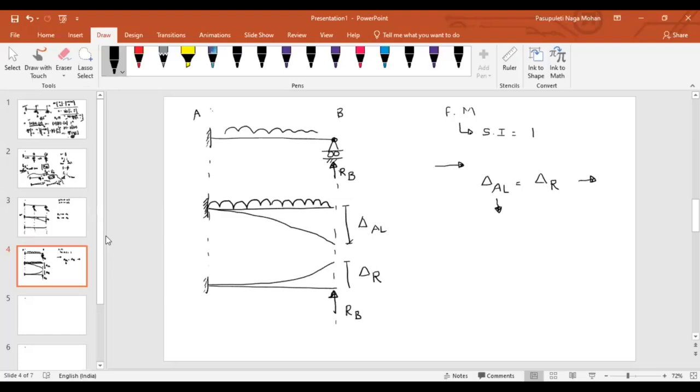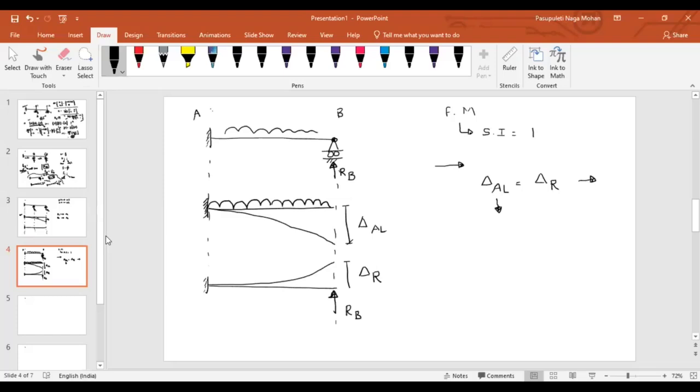Okay, now what about delta R? Let us say you know how to find the deflection using the unit load method or the conjugate beam method. Now tell me one thing, can you find delta R? I will say I cannot. And you must ask me why. Because, do I know the magnitude of RB?